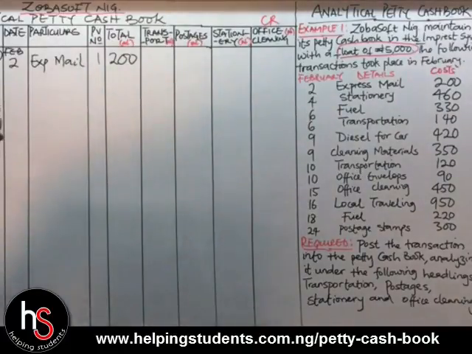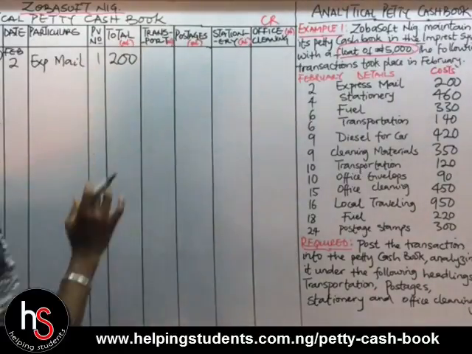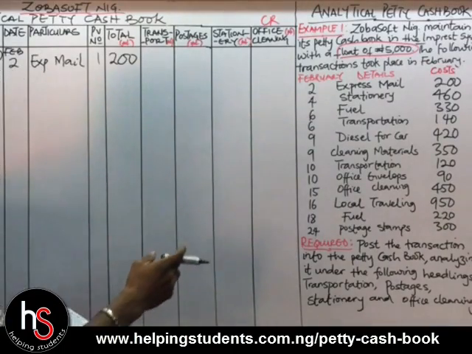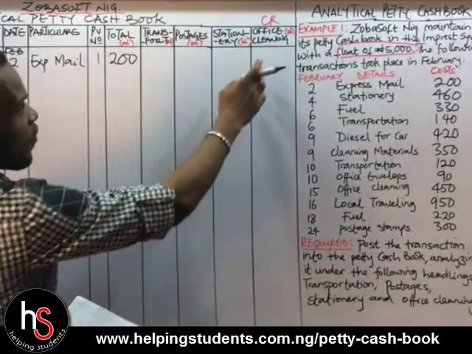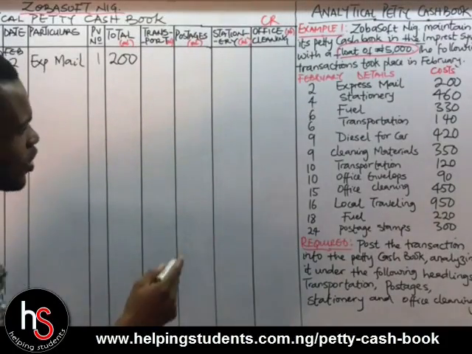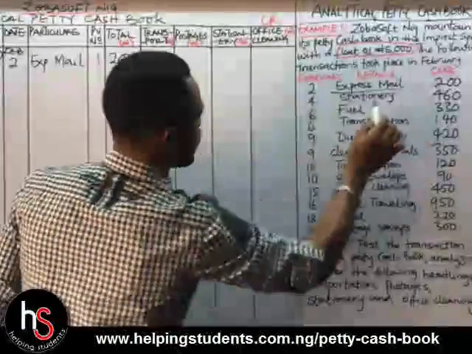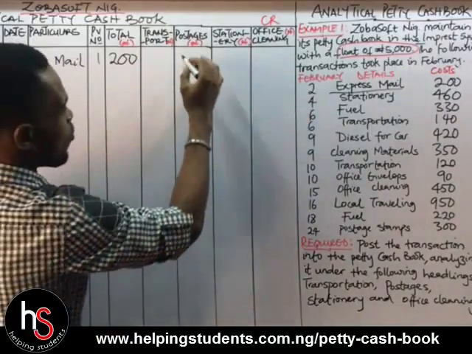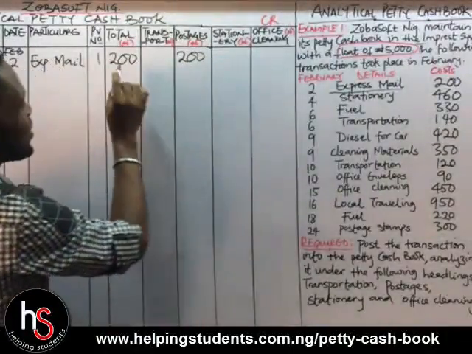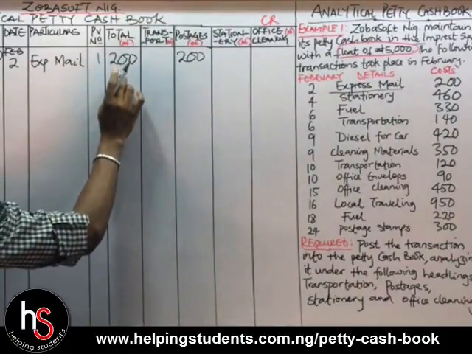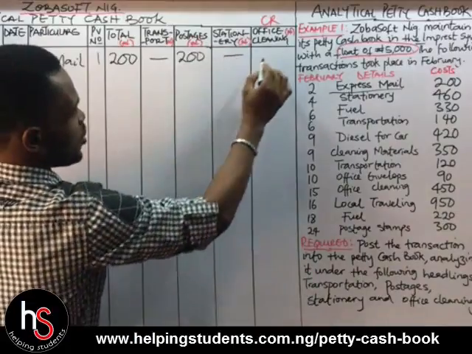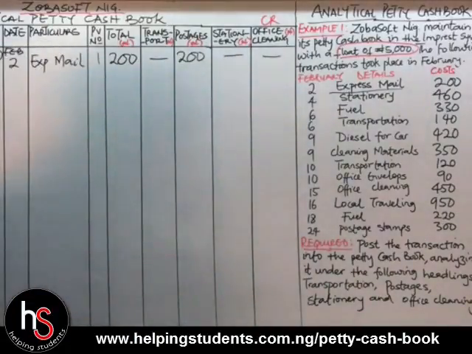Now, does express mail have anything to do with transportation? No. What about postages? No. What about stationery? No. Office cleaning? No. So let's take a good look at it again. Express mail has a relationship with postage. So under postages, we'll record what? 200, which is this particular money we have in the transaction. So for transportation, no entry. Stationery, no entry. Office cleaning, no entry.